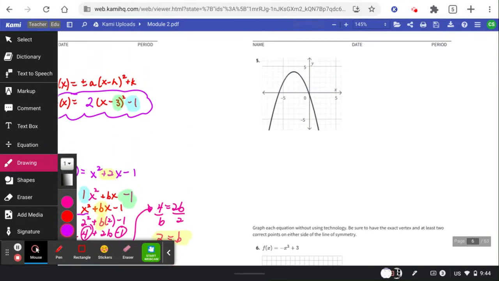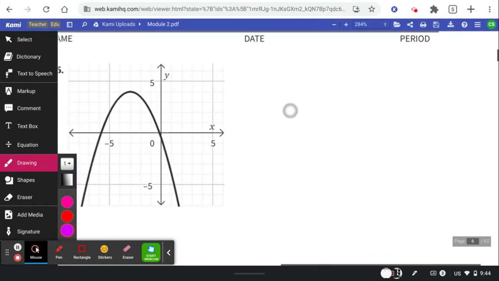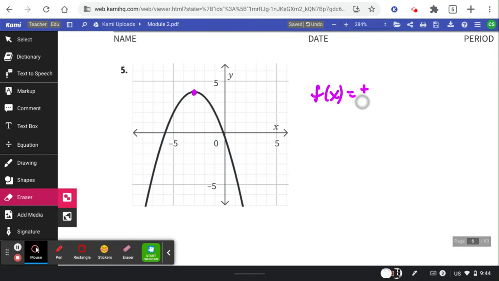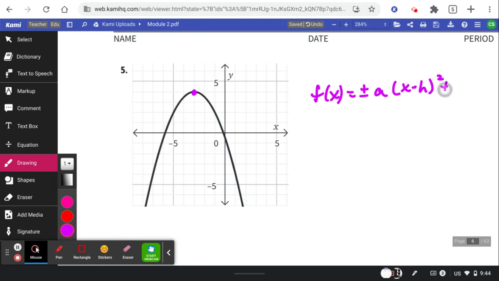Okay, let's go look at the next page over here, number 5. I'm trying to get the equation of this. So let's start with that vertex. Pause the video, take a minute. Get me that vertex. Check out the growth. Is it the same as the parent or different? Okay, did you notice that vertex is back 3, up 4 from the origin?